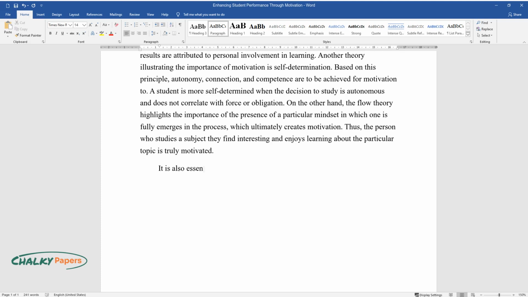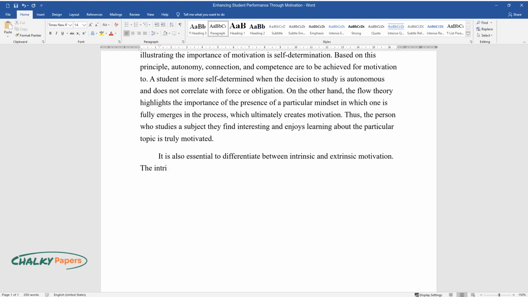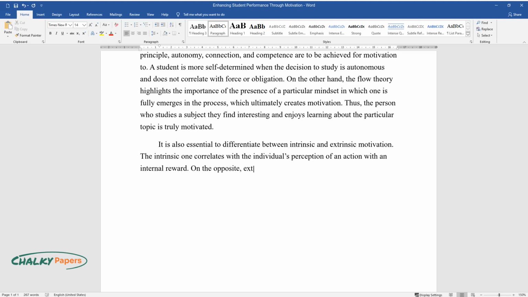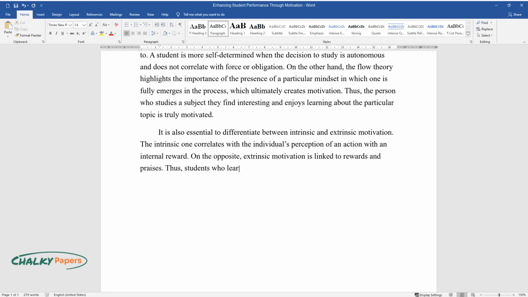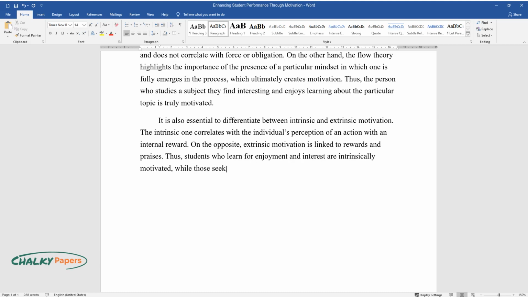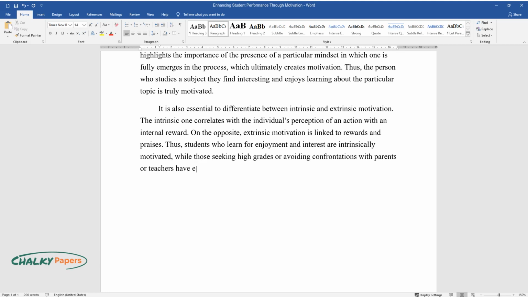It is also essential to differentiate between intrinsic and extrinsic motivation. The intrinsic one correlates with the individual's perception of an action with an internal reward. On the opposite, extrinsic motivation is linked to rewards and praises. Thus, students who learn for enjoyment and interest are intrinsically motivated, while those seeking high grades or avoiding confrontations with parents or teachers have extrinsic motivation.